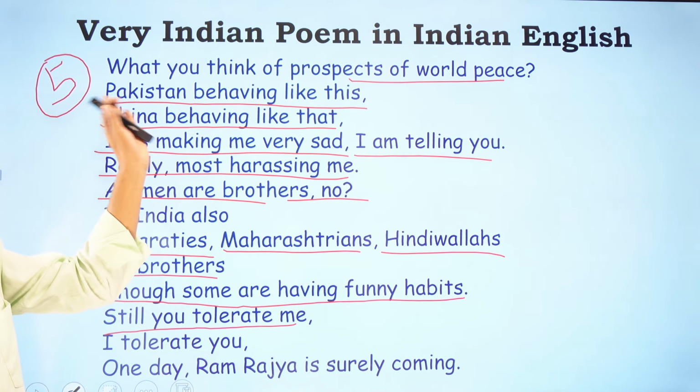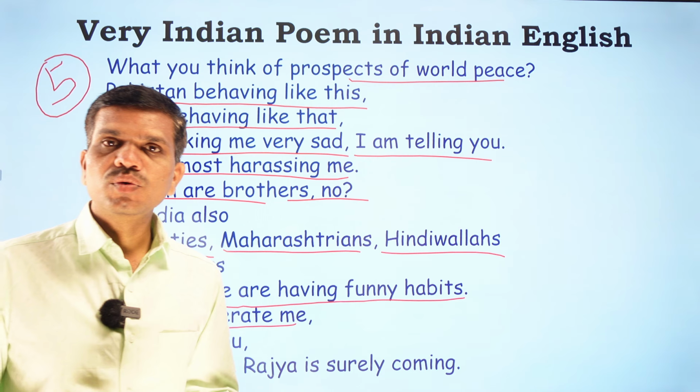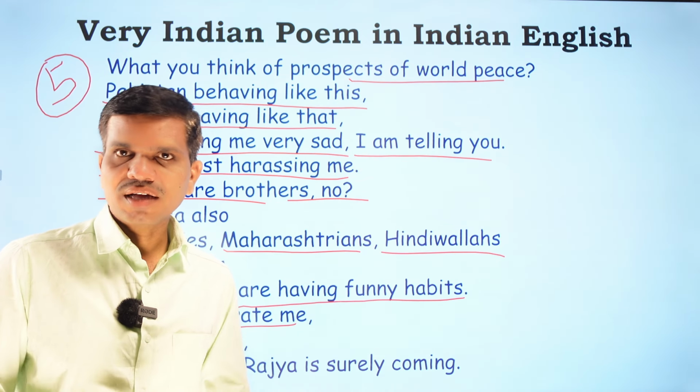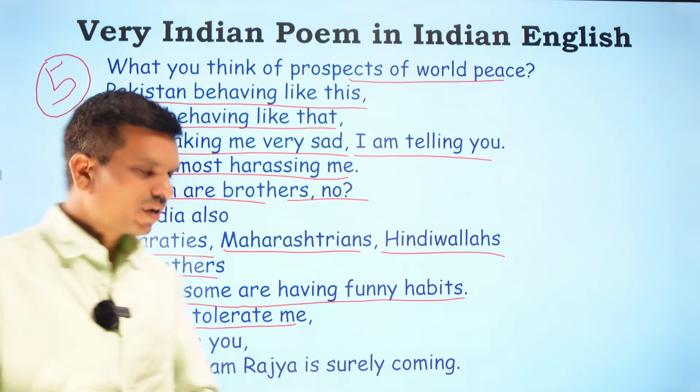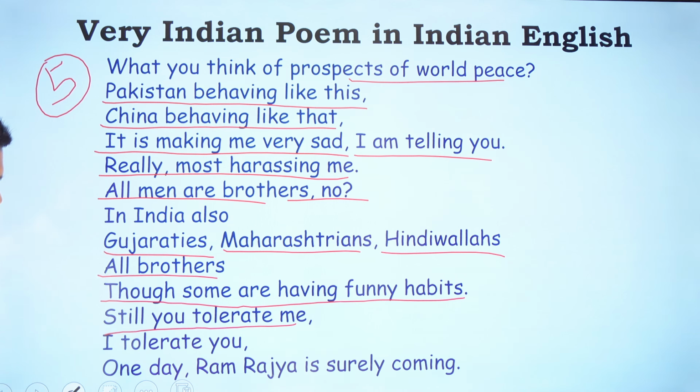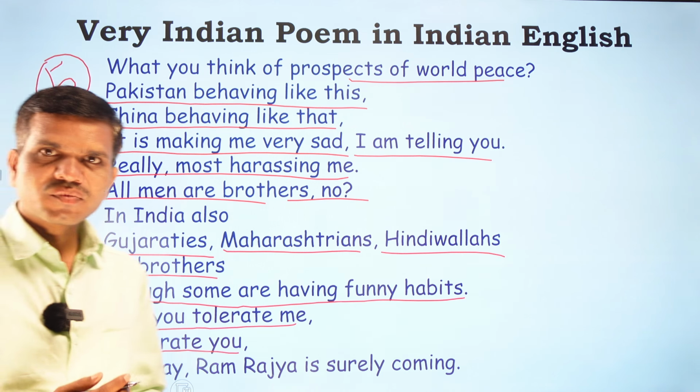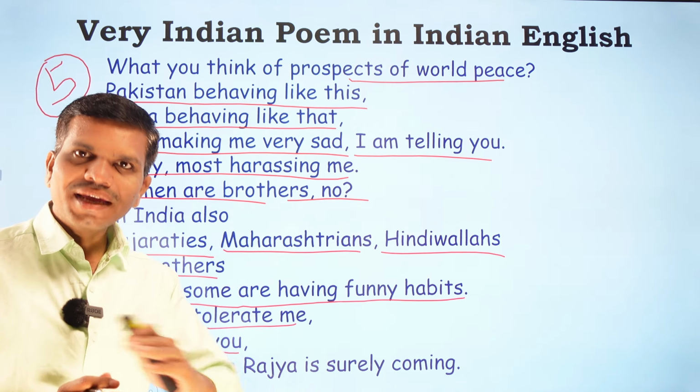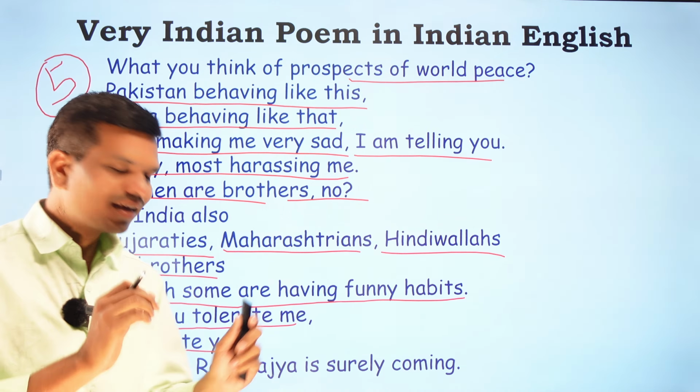For example, Pakistan and China must follow the principles of Mahatma Gandhi, the principles of peace and non-violence. Here he is asking us: I tolerate you, so you tolerate me; I tolerate you, and we live side by side without any violence. This is the Indianness.